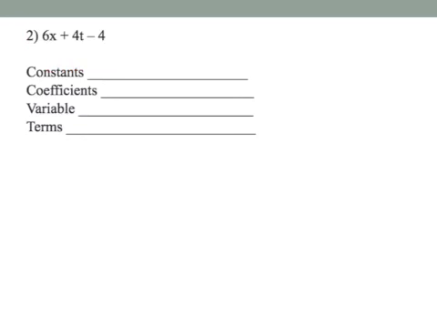So this is another you-try. So once again, pause the video, try it on your own, and then come back and check yourself. So I'm going to start at the bottom again. I'm going to start with terms, the number of terms that we have. So we have a term of 6x, a plus 4t, and a minus 4. So we have 3 terms.